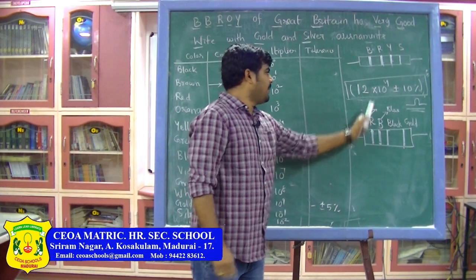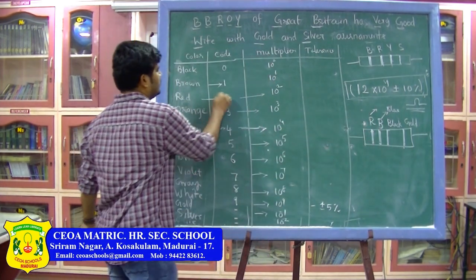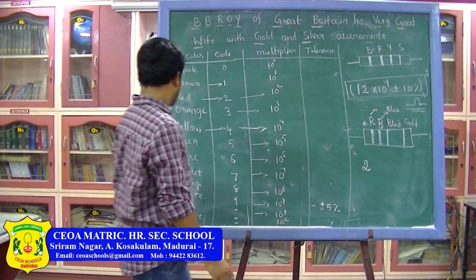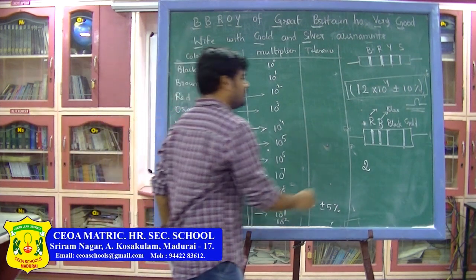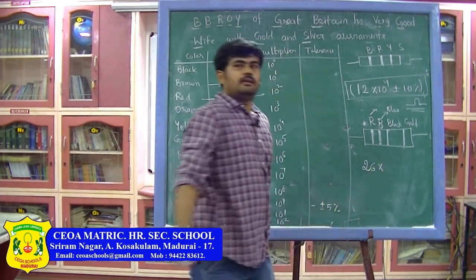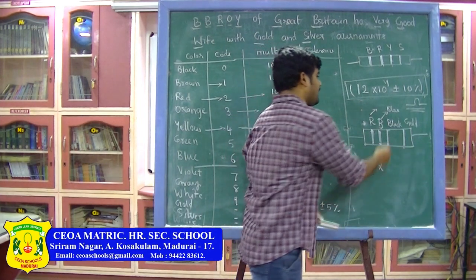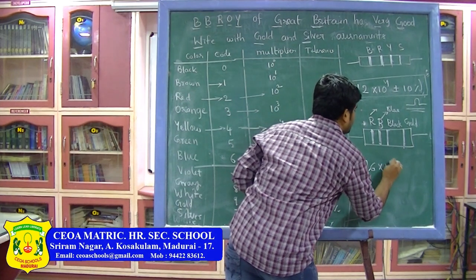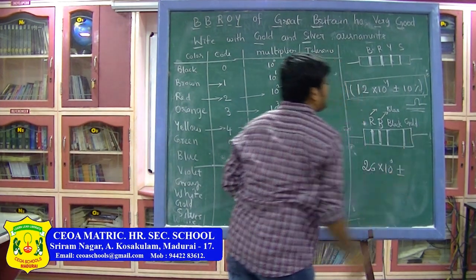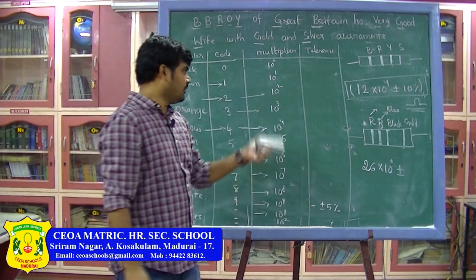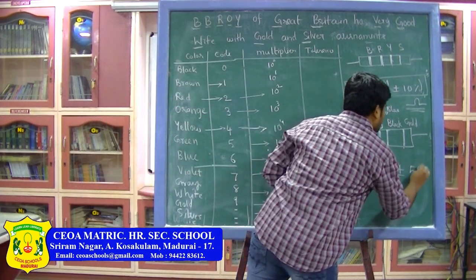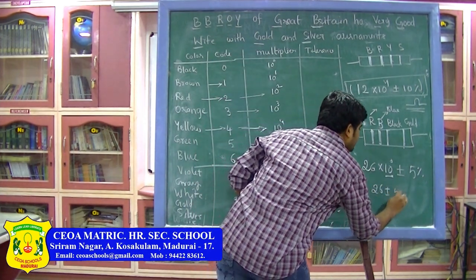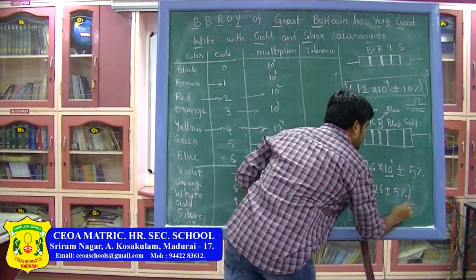First, the red code value is 2. So the first digit is 2, and then the second color is blue. The blue color code is 6. So write 6, that is 26. 26 into, the third color is black, and the black multiplier value is 10 power 0. Plus or minus, the last color is gold, and gold tolerance is plus or minus 5%. We know 10 power 0 is 1, so 26 plus or minus 5% is the value of resistance of the given resistor.